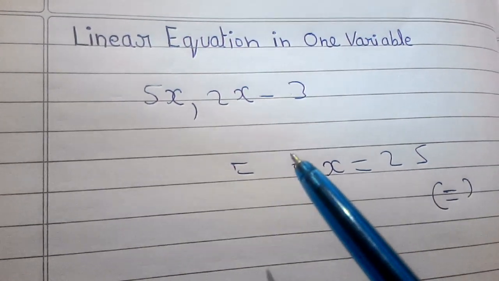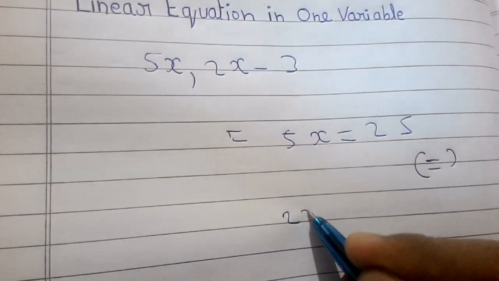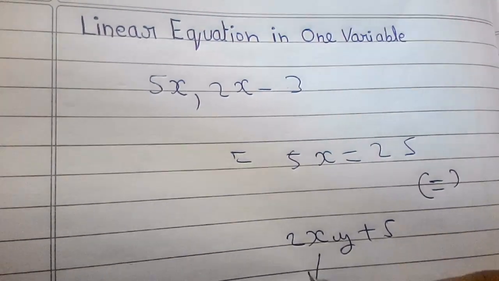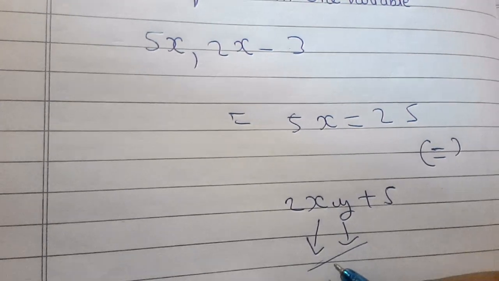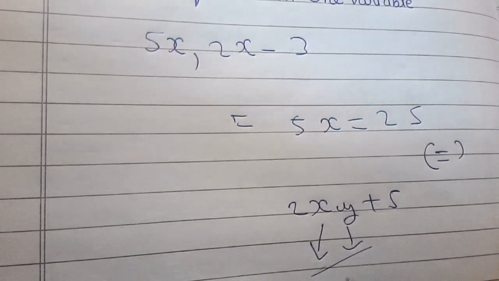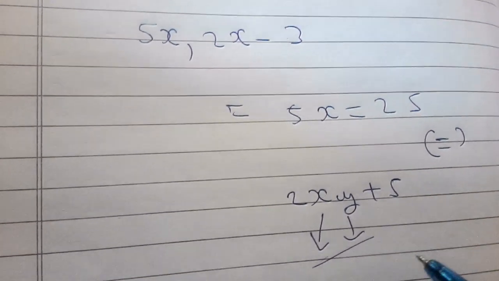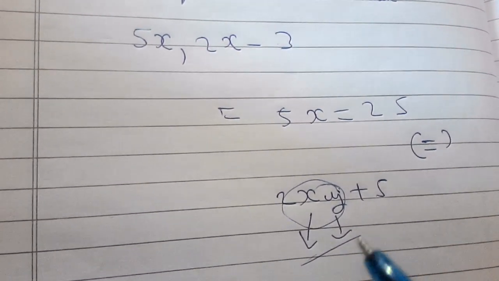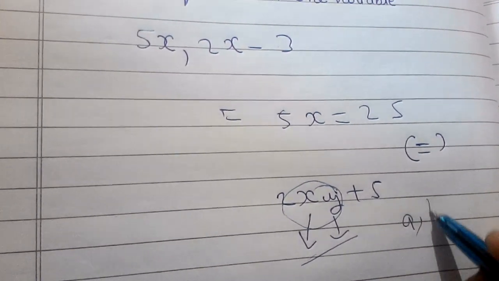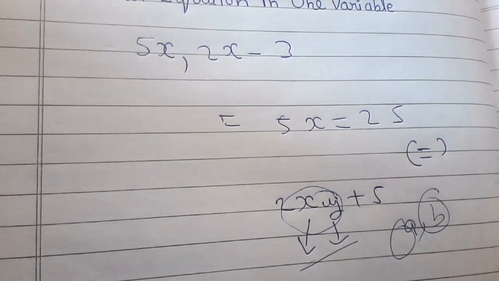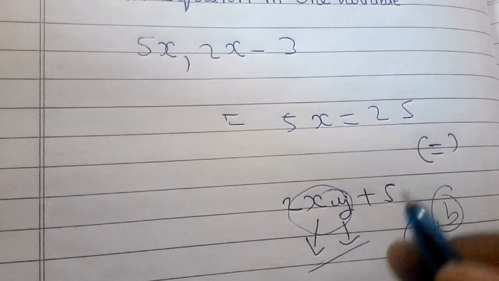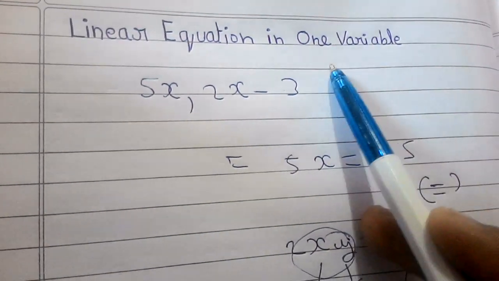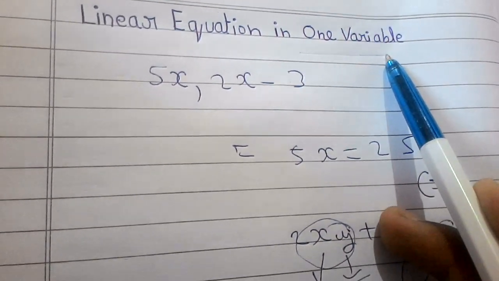For example, 2xy plus 5. You all can see that here x and y are two variables. But in this chapter we are not going to talk about these two variables. We are going to talk just about one variable, like a, like b. We can use just one variable in this expression, because the name itself tells linear equation in one variable. So we have to use just one variable.